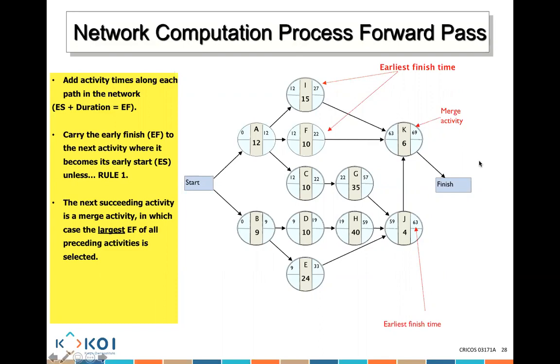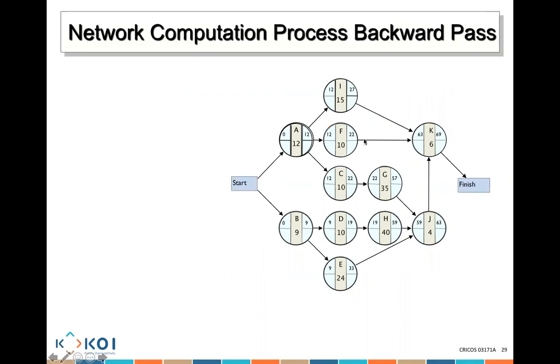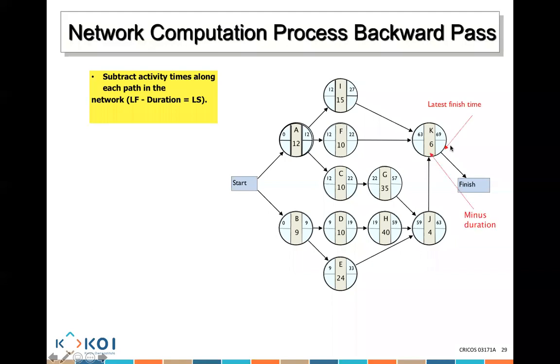All right, now we need to calculate the backward calculations. How do we do it? The early finish becomes the latest finish. So if this early finish is 69, the latest finish becomes 69. Okay, so let's look here. Latest finish minus duration gives me the latest start. So what do I put here? 69 minus duration of 6, what do I put? 63. Okay, I'll put 63.